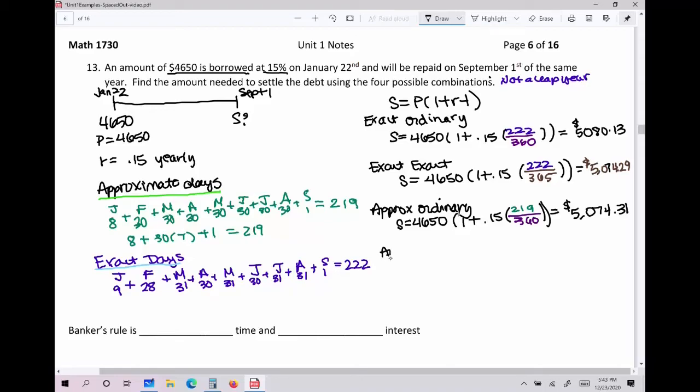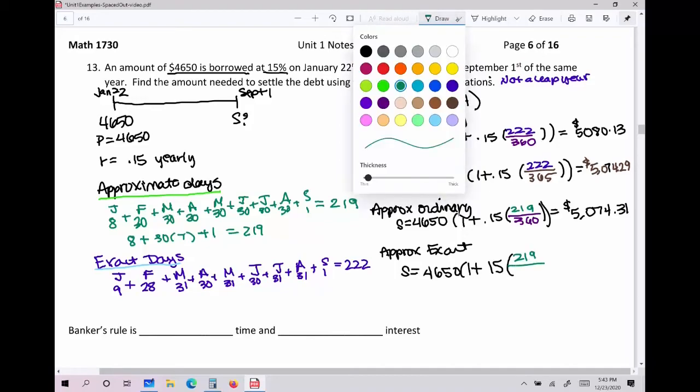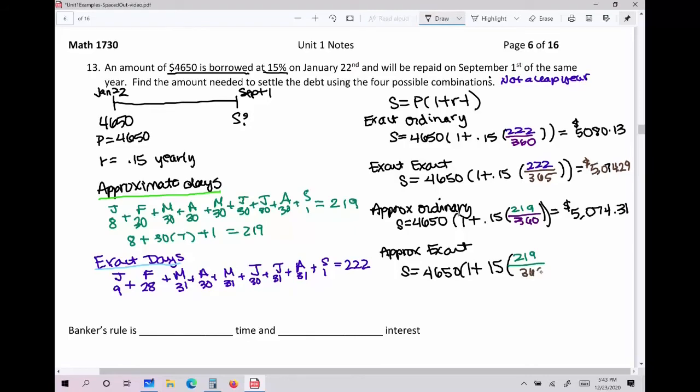Alright, let's do the last one. So this one is approximate exact. Same setup. S equals 4,650 times 1 plus 0.15. We're still doing our 219. But this time our denominator is 365 because we're doing the exact number of days in a year. So we get 5,068 and 50 cents.